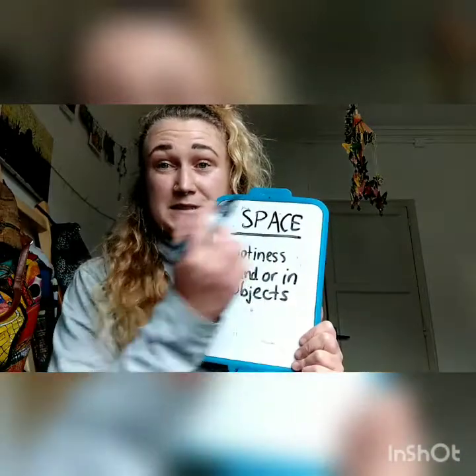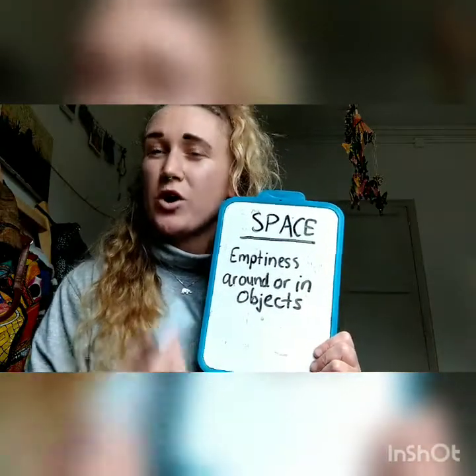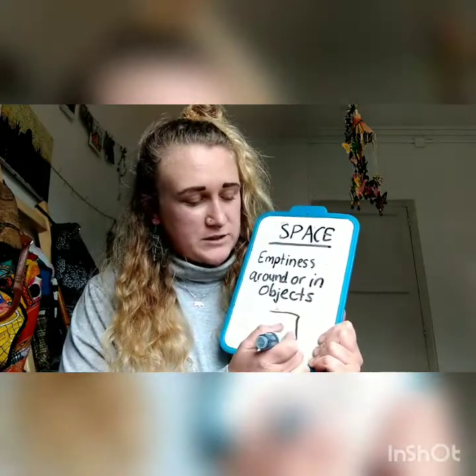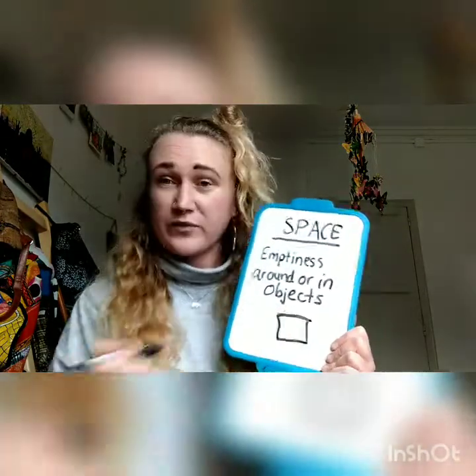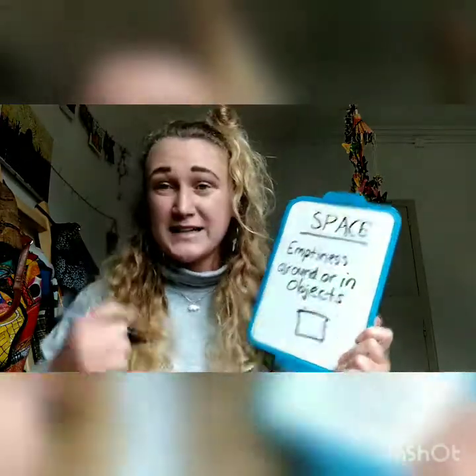Next we have space. That's the emptiness around or in objects. So for example, if I was to draw a square, the space is in here and around it. That's all space.